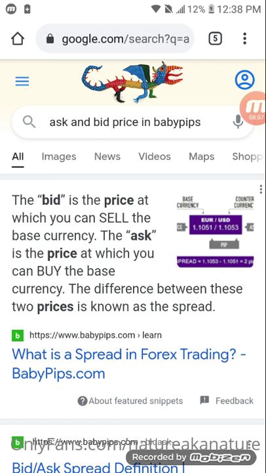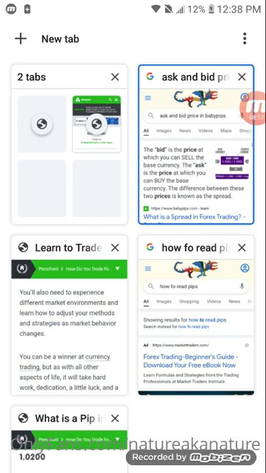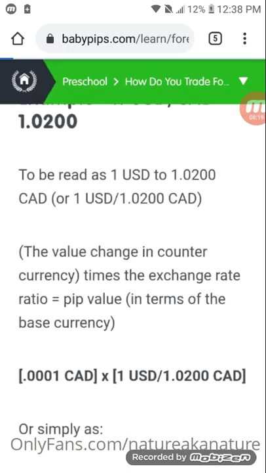So that's basically what the bid and ask price is. The bid price is at which you can sell the base currency, and the ask price is at which you can buy. I just wanted to go over that so you wouldn't get confused when I'm explaining this. So back to what I was saying.